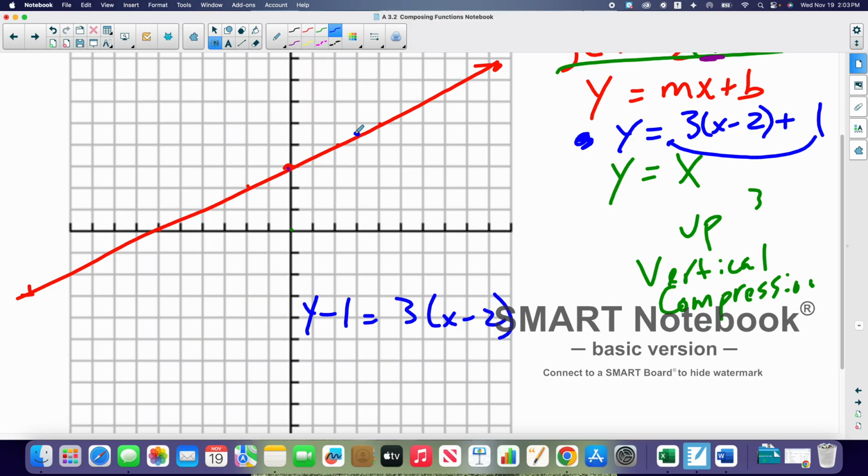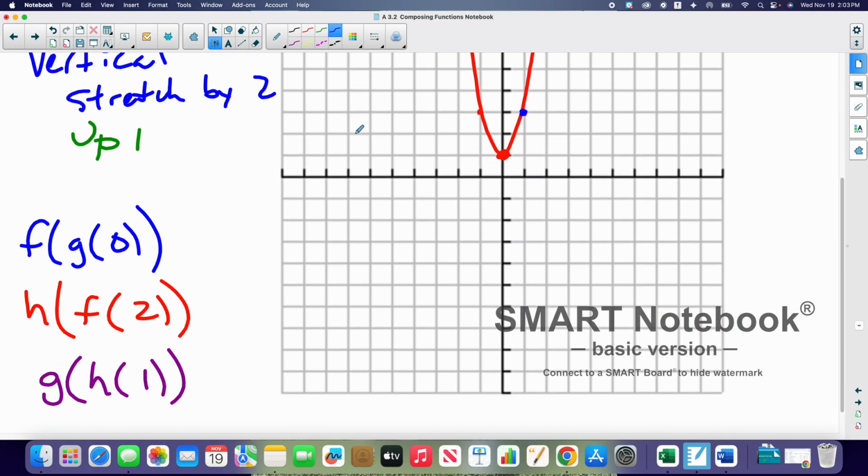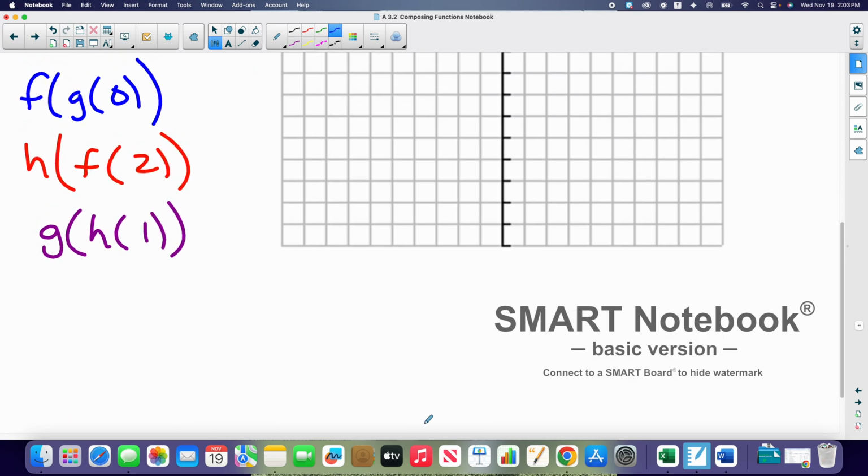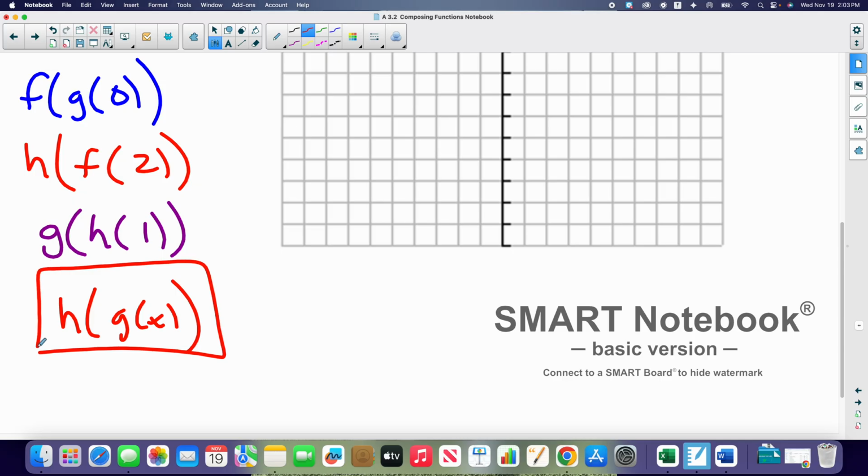Now, I want you to try this one real quick. We got a couple more problems. Hang with me. All right. I want you to try that one right there. H of g of x. H of g of x. Now, this one's not going to be a single value. We're going to write an expression. Okay, so h of g of x.